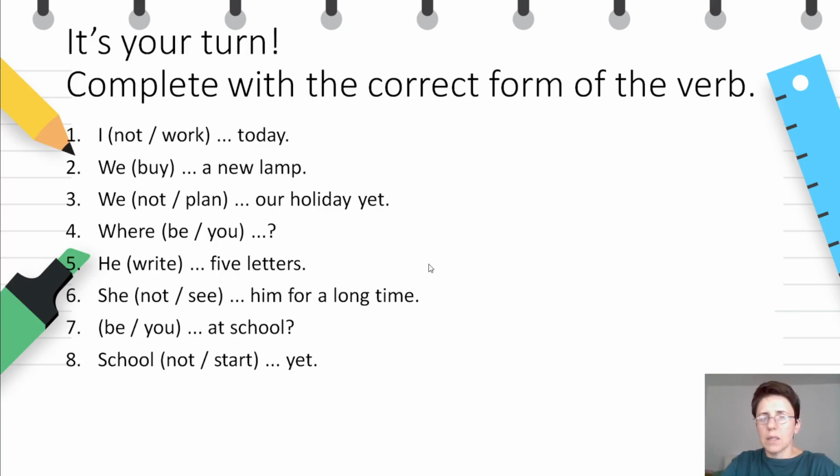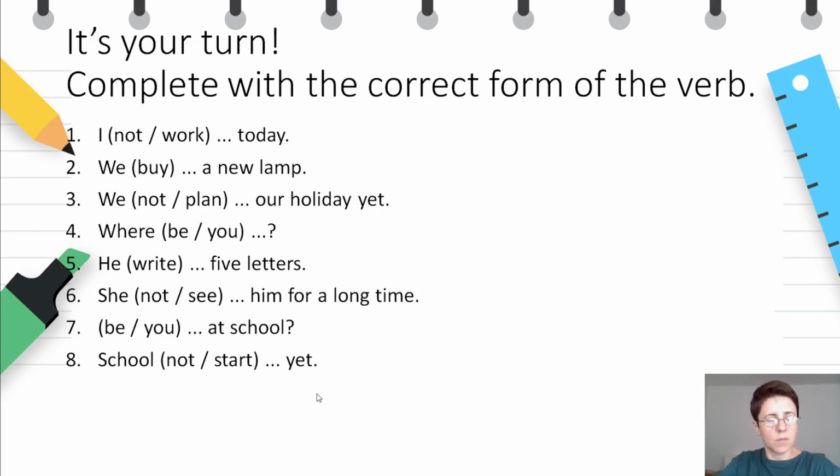It's your turn now. Let's see how much you remember. Pause the video and in your notebooks, please complete the given sentences with the correct form of the verb. I not work today. We buy a new lamp. We not plan our holiday yet. Where be you? He write 5 letters. She not see him for a long time. Be you at school? School not start yet.